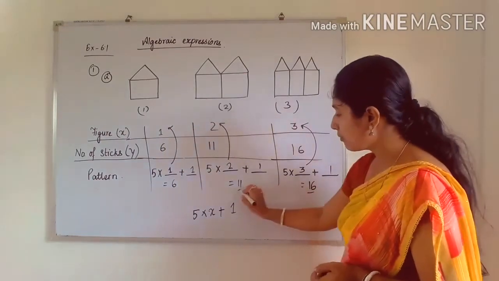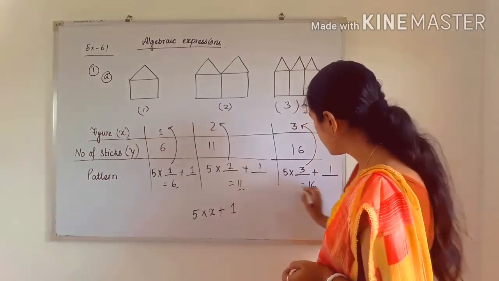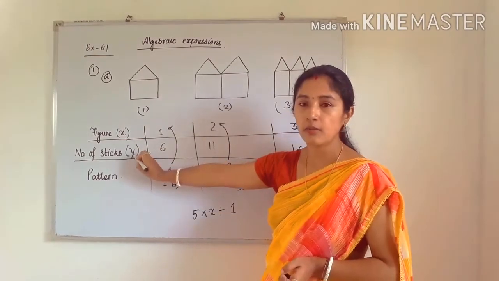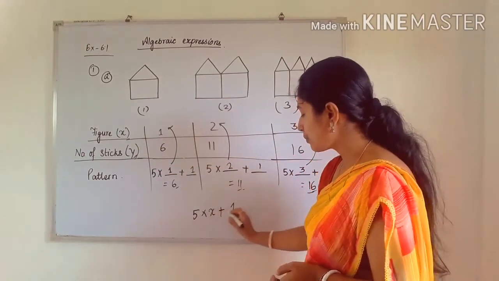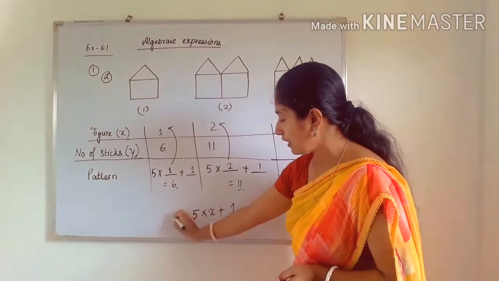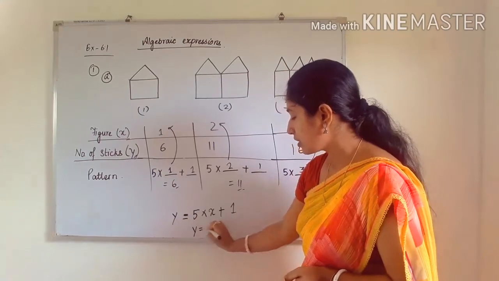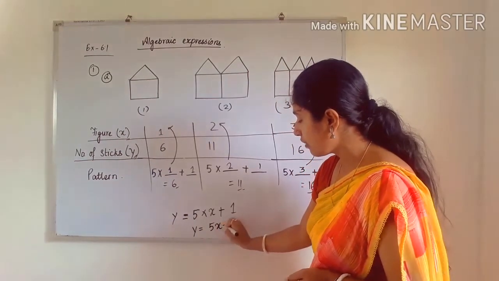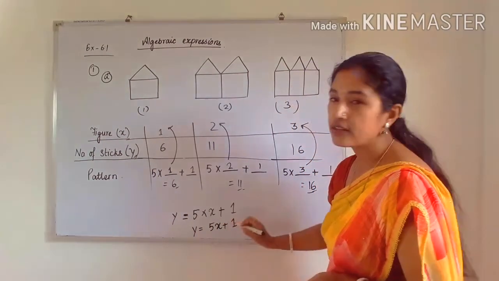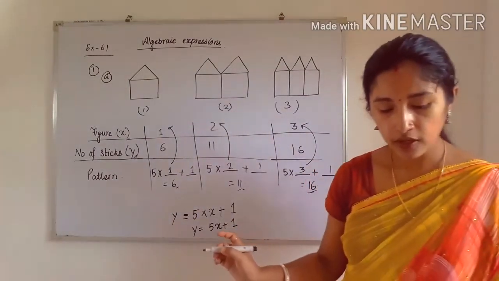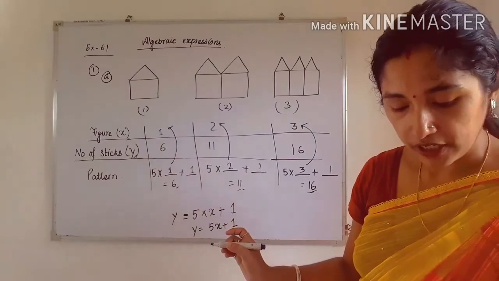And what is the number? This number is denoted by what alphabet? Yes, this is denoted by alphabet y, that is the number of matchsticks. So 5x plus 1 is equal to, we can write y. Okay, so the algebraic expression, or you can say the general formula for this pattern will be y is equal to 5x plus 1.